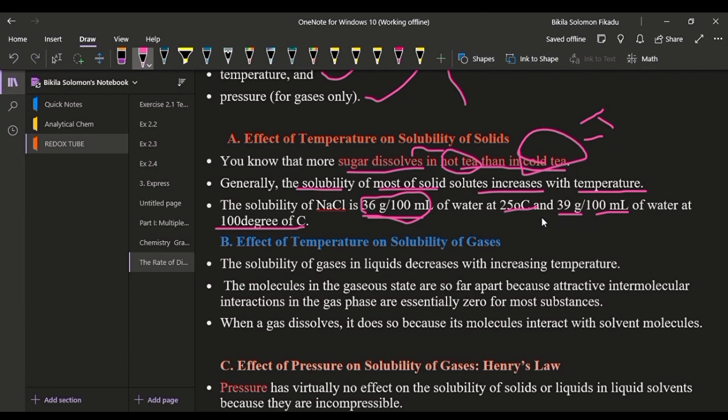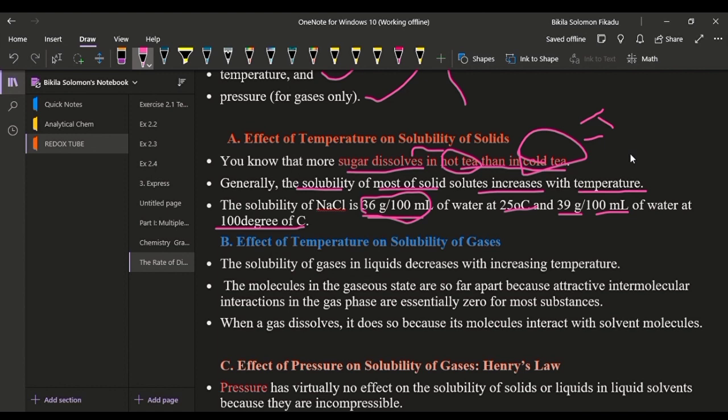So this is an example of when the solubility of most solids increases with what? Temperature. When temperature increases, the solubilities of solids become increased.